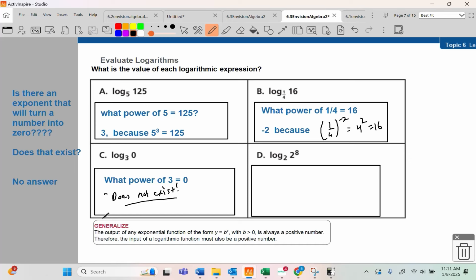All right, the last one says what power of 2 is equal to 2 to the 8th? And this is an obvious one. The answer to this is 8. You just put 8 there and you have equality. And that is the end of your notes.